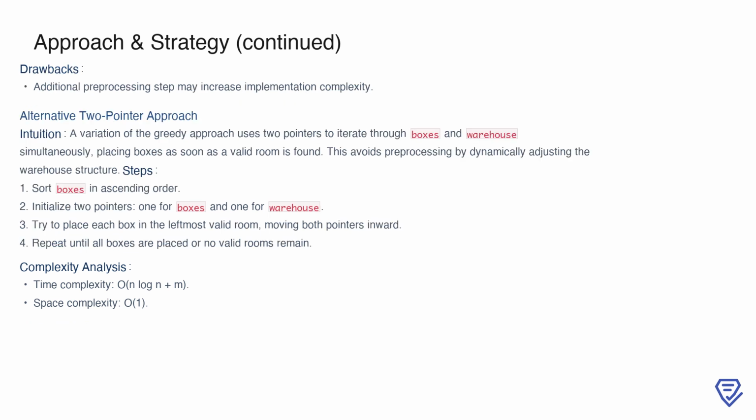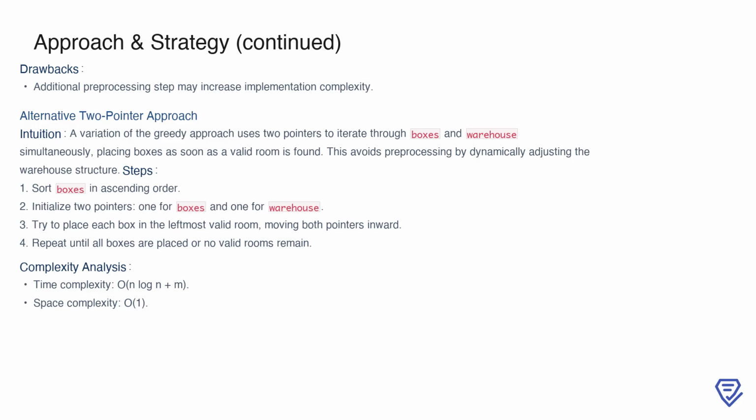That said, the pre-processing step in the optimized greedy approach can increase implementation complexity, which brings us to an alternative 2-pointer method. This variation simplifies the process by dynamically adjusting the warehouse structure as boxes are placed, eliminating the need for pre-processing. The intuition is similar: sort the boxes in ascending order so that smaller boxes are prioritized for smaller rooms. 2 pointers are initialized, one starts at the beginning of the boxes array, and the other at the beginning of the warehouse array. Each box is placed in the leftmost valid room, and both pointers move inward. This approach avoids the additional pre-processing step and dynamically handles constraints as they arise.